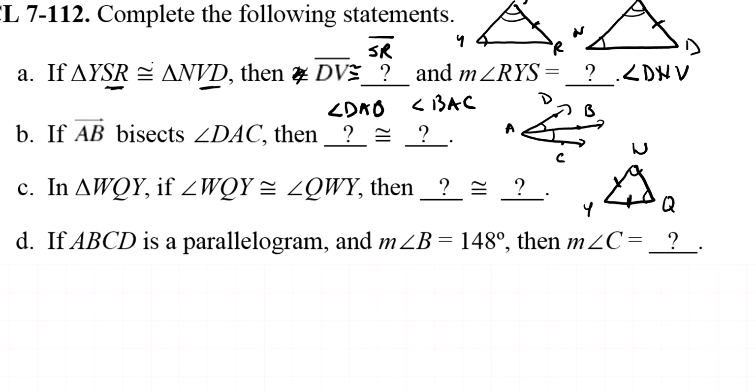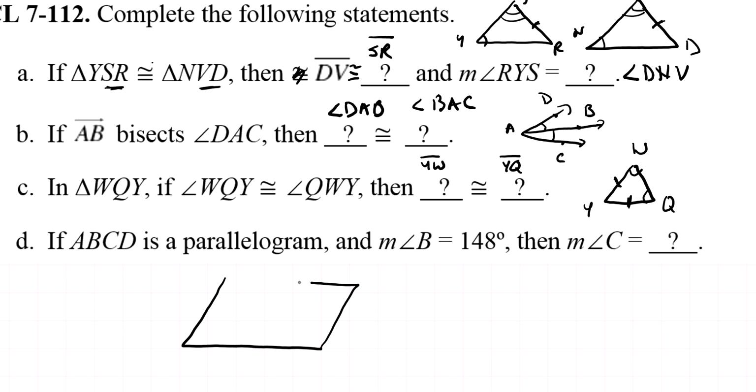That's the converse of the isosceles triangle theorem. So that says that segment YW is congruent to segment YQ. Let me try and write that again. So that would be YQ. All right, and then in the last problem here it says if ABCD is a parallelogram.